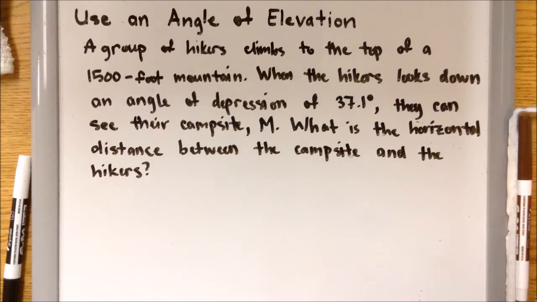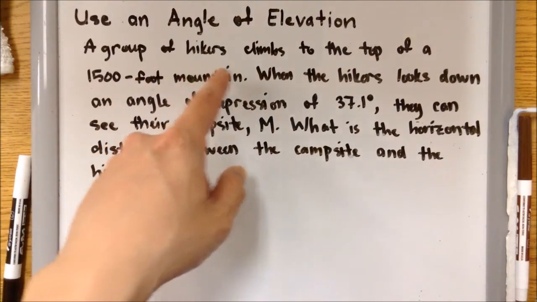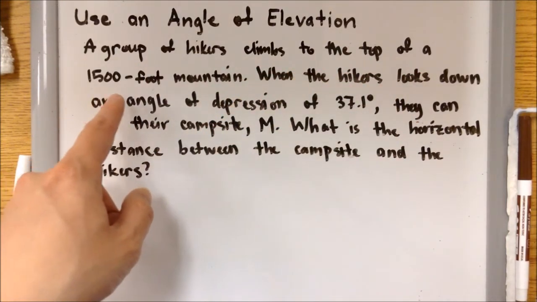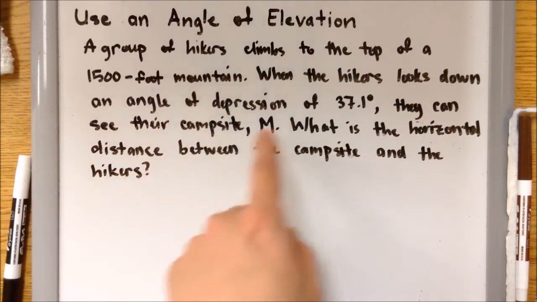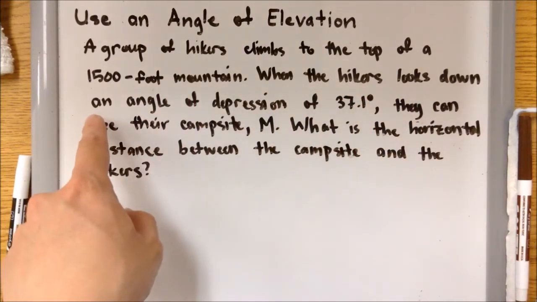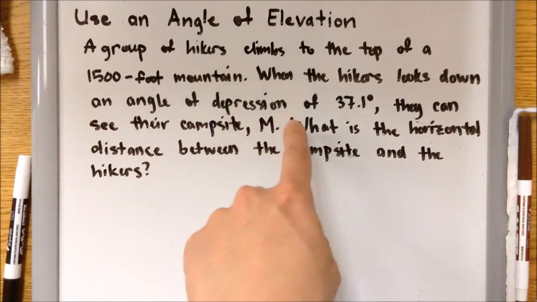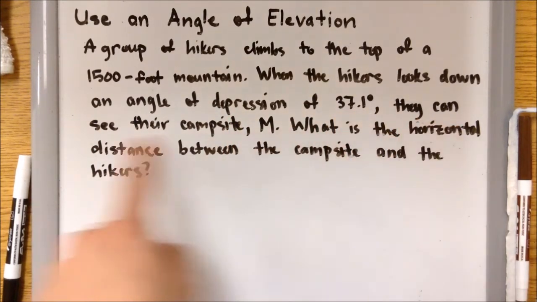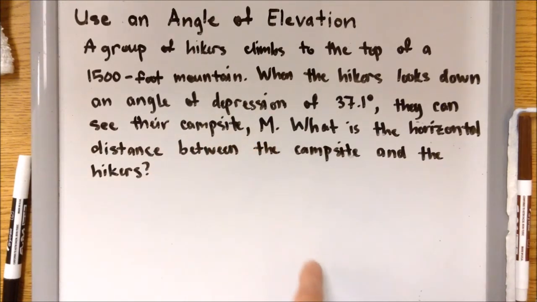So our word problem is: a group of hikers climbs to the top of a 1,500-foot mountain. When the hikers look down at an angle of depression of 37.1 degrees, they can see their campsite M. What is the horizontal distance between the campsite and the hikers?